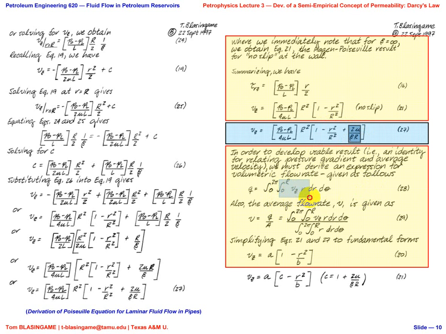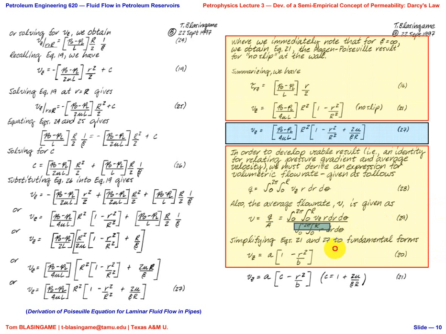So we integrate over r and over theta. So we're doing a double integral. The velocity profile is in r and theta. So we then integrate that, and then we divide by the cross-sectional area, which of course is again an integral of r and theta, but of course it's just going to be pi r squared.